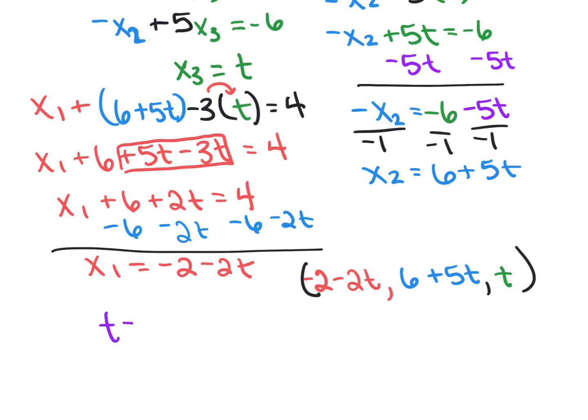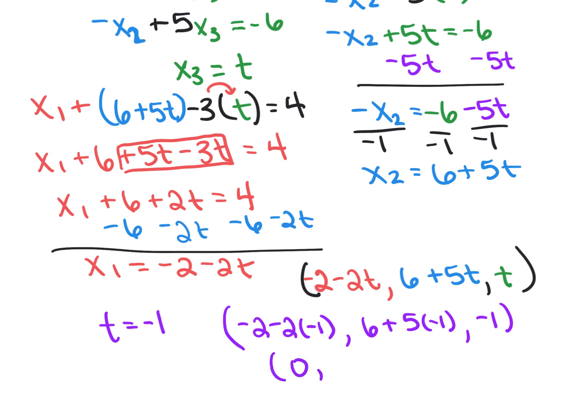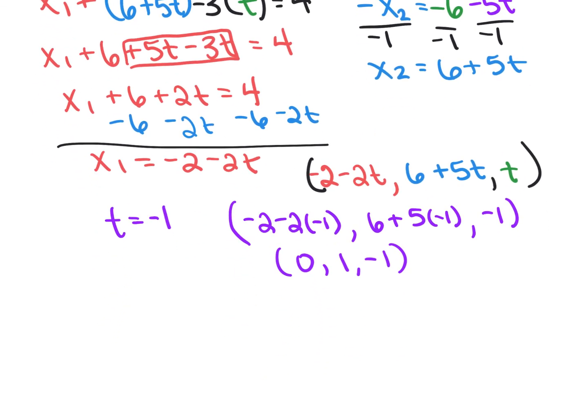Let's say I say that t equals negative 1. Well, if t equals negative 1, then I'm going to get negative 2 minus 2 times negative 1, 6 plus 5 times negative 1, and then negative 1. Negative 2 times negative 1 is a positive 2, so it's negative 2 plus 2, that'll be 0. 6 plus a negative 5 is 1. And the last is negative 1. So when t is negative 1, this is the solution I'm going to get: 0, 1, negative 1.